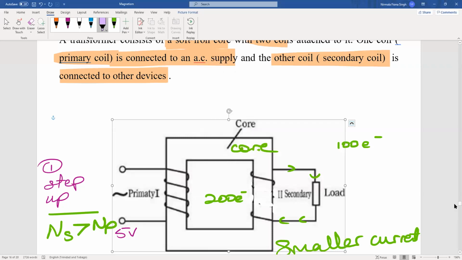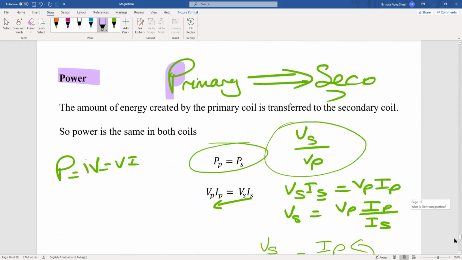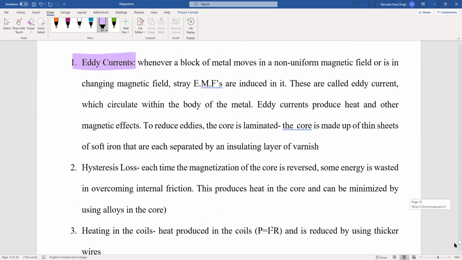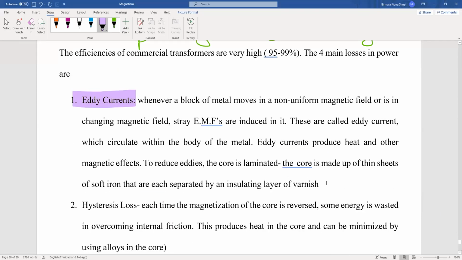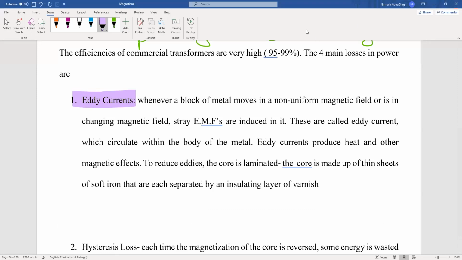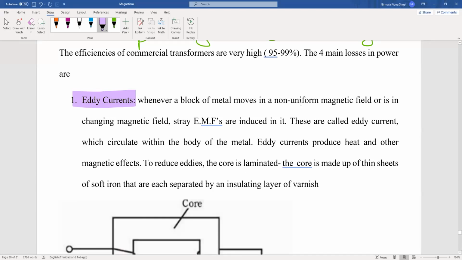All right, so let's go back down. So let's get the original and see what an eddy current is. Eddy currents. Whenever a block of metal moves in a non-uniform magnetic field, or it's in a changing magnetic field, stray EMFs are induced in it. These are called eddy currents, which circulate within the body of the metal. Eddy currents produce heat and other magnetic effects.